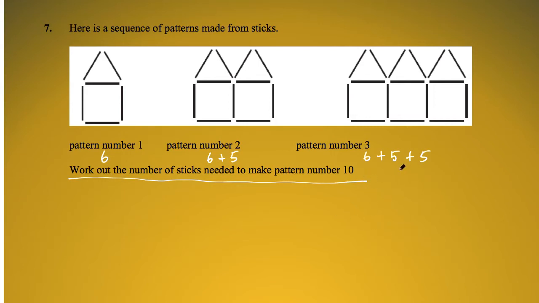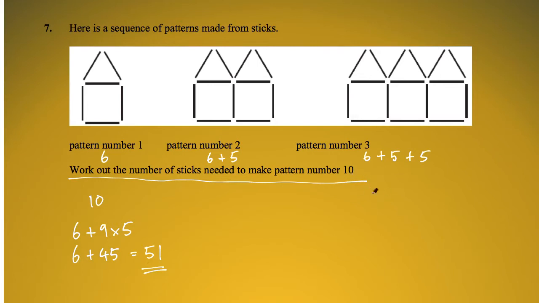If you're going to write it out in full, let's think pattern number 1 has got a 6 and no 5s. Pattern number 2 has got a 6 and 1 5. Pattern number 3 has got a 6 and 2 5s. So when we get to pattern number 10, it's going to be the 6 plus 9 5s. So always one less 5 than the pattern number that we're on. So we get 6 plus 45, which gives us 51 sticks in pattern number 10.